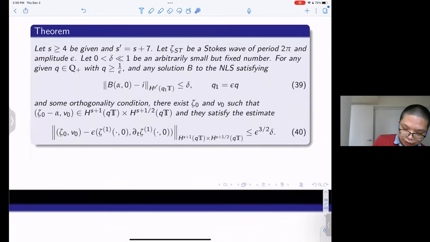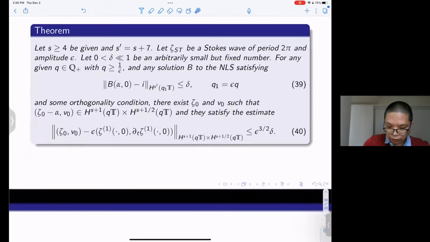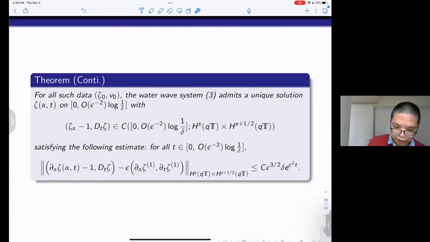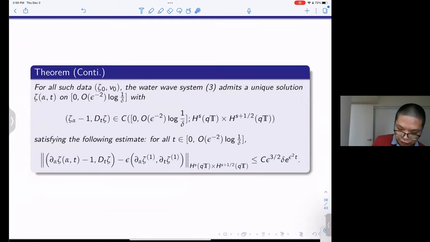Then we can consider initial data sufficiently close to the approximate initial data. Then with this initial data, the solution to the water wave problem exists on this scale. Moreover, this is the important thing: the solution to the water wave problem stays close to the approximate solution given by the modulational approximation. Okay, this is the key point. On this time scale, the full water wave problem stays close to the approximate solution.